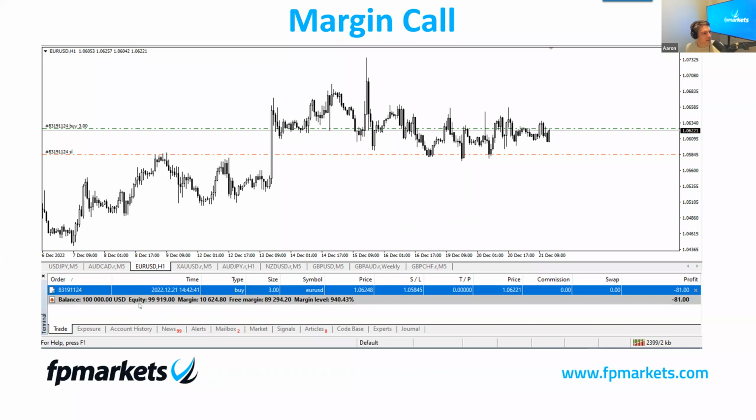Just quickly, to calculate your free margin, it's simply equity minus your initial margin. That would give you your free margin. To calculate your margin level percentage, that's equity divided by your initial margin, and that will give you your margin level. This will be 100%, guys, if you have a margin call. This will be 100% between these two values if these are the same.